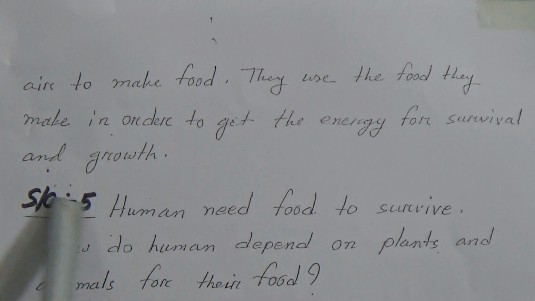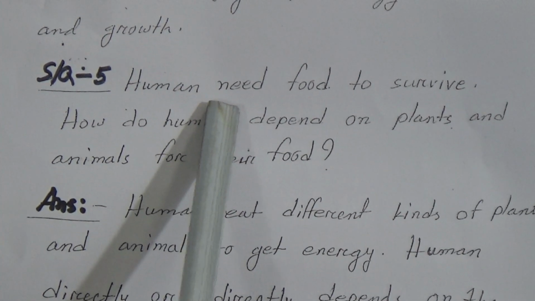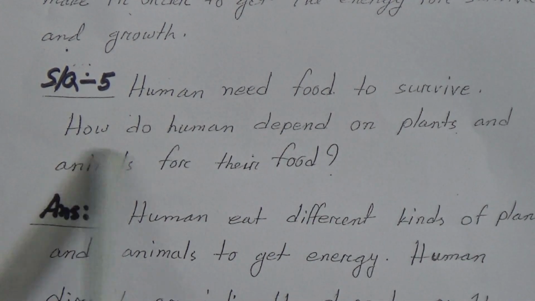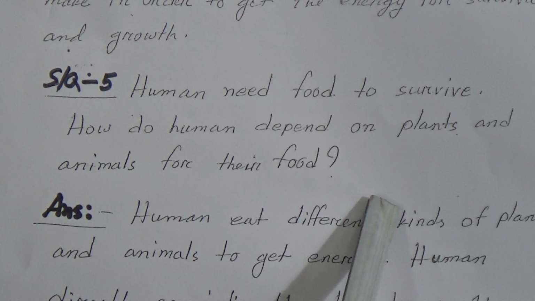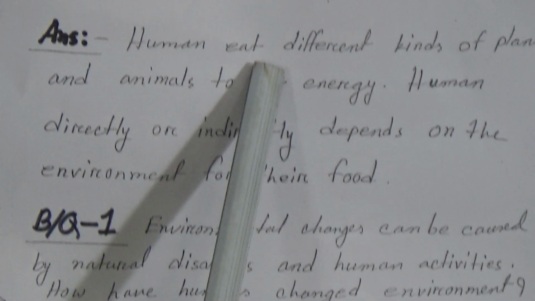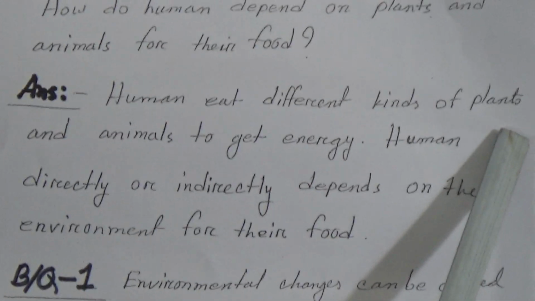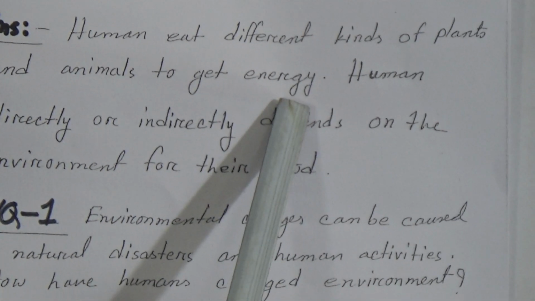Now, our SQ question 5 is: humans need food to survive. How do humans depend on plants and animals for their food? The answer is: humans eat different kinds of plants and animals to get energy.